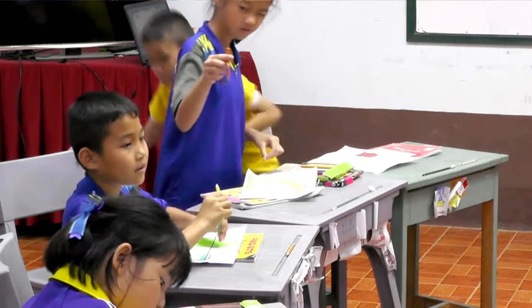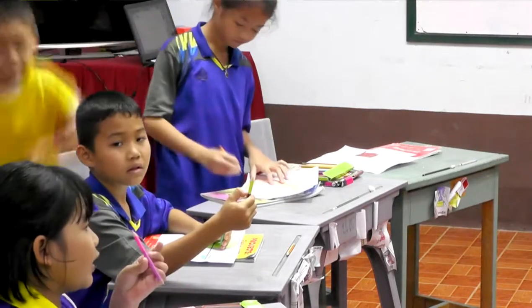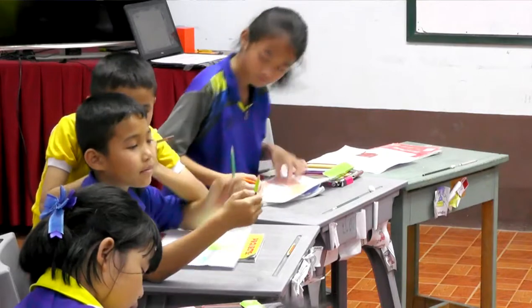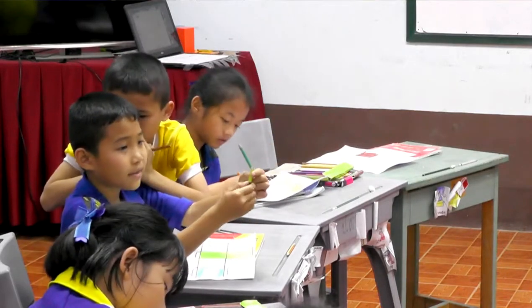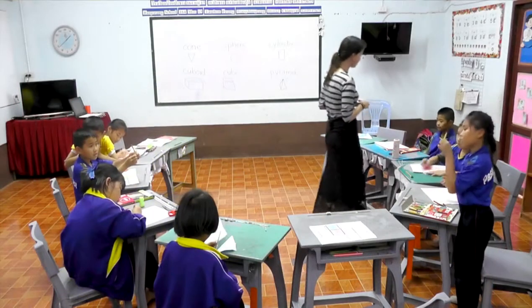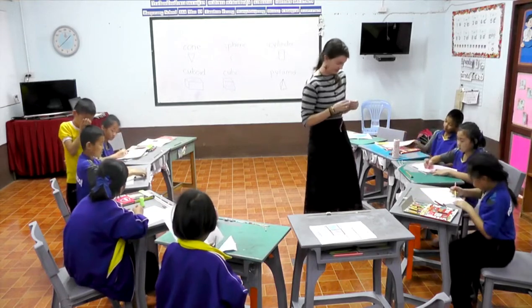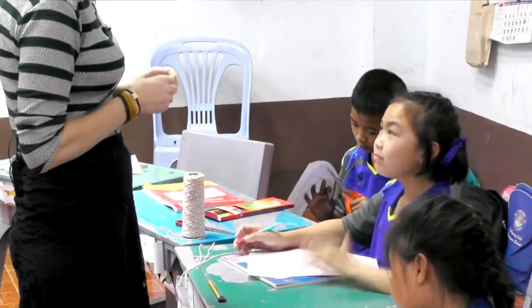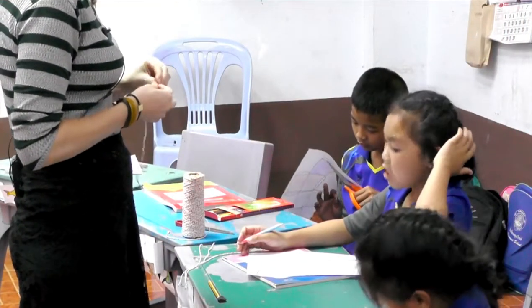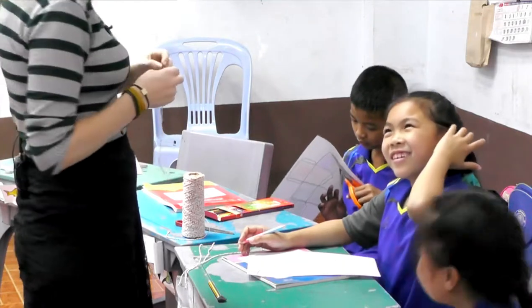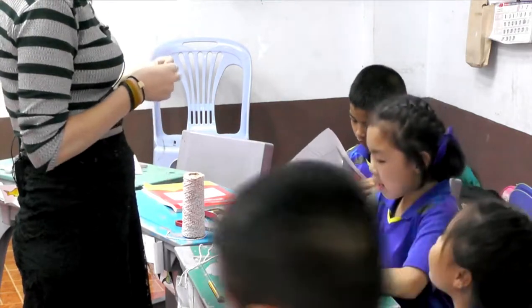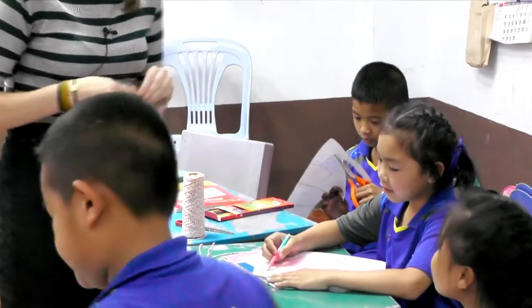What are you making? A sphere? A cone. Oh, a cone. Okay. I forgot. What shape are you making? Cube. What are you making? Pyramid? No. What are you making? Ice cream cone. Cone.